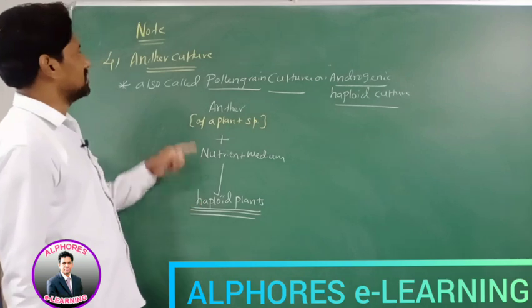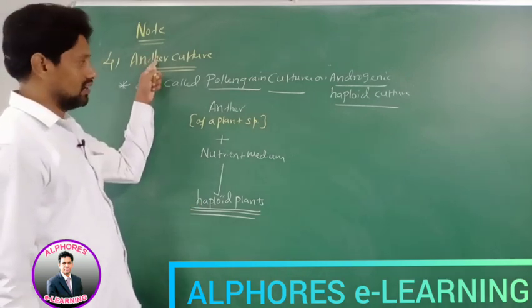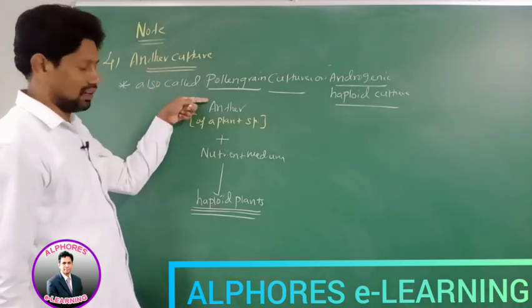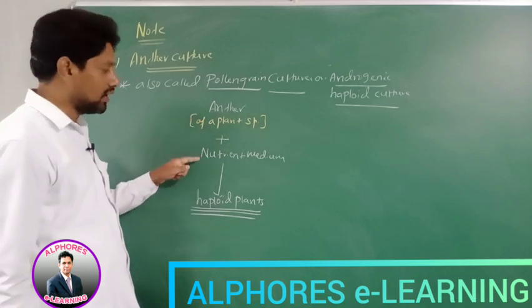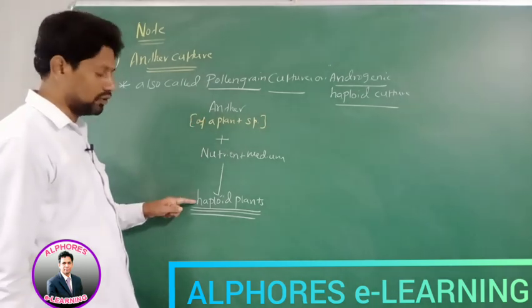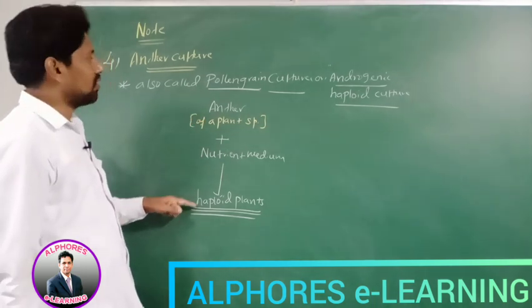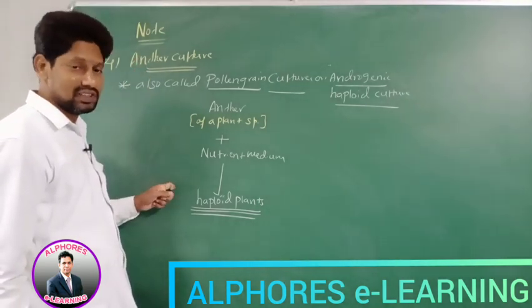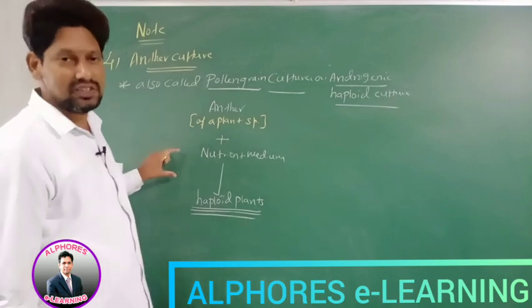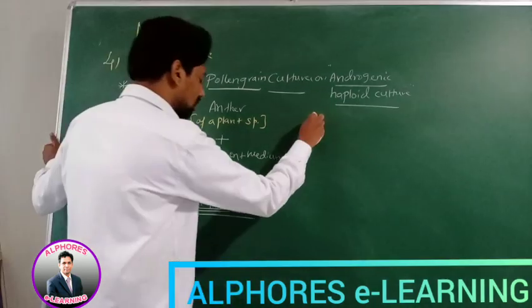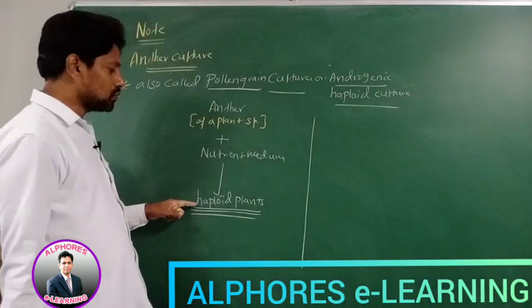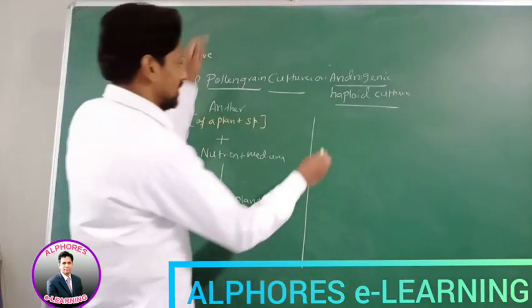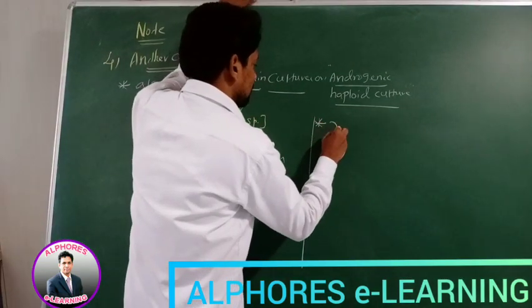This is called which culture? Anther culture. Therefore, culturing anther of a plant species on a nutrient medium to produce haploid plants is called anther culture. Is this statement okay? Right? Now, listen to this statement. Which plants did we get here? Haploid plants.